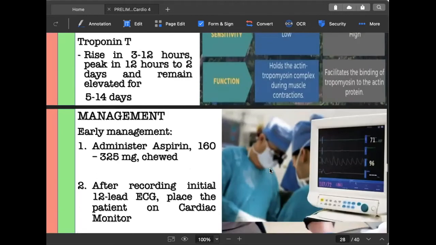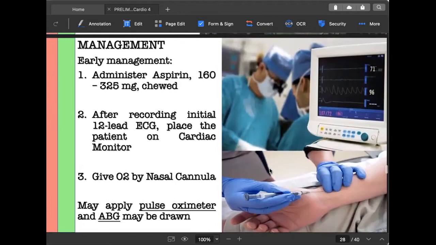Now let's move on here. Of course, early management for this one is to administer aspirin. Now, aspirin can diminish your platelet aggregation. I hope you've encountered the term platelet aggregation. This is the process by which platelets adhere to each other at the site of vascular injury. Example is your myocardial infarction, and this is recognized as critical for hemostatic plug formation and also thrombosis.